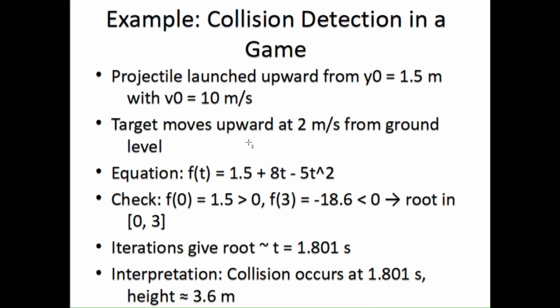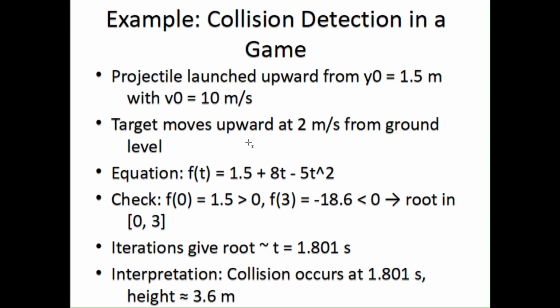Subtracting and equating to 0, we get the root function, which is 1.5 plus 8 multiplied by t minus 5 multiplied by t squared. We select a root between 0 and 3 seconds. The interval is determined by whether we want a collision fast or slow. Suppose our video game is a game with superb action, we want the collision to happen within seconds.